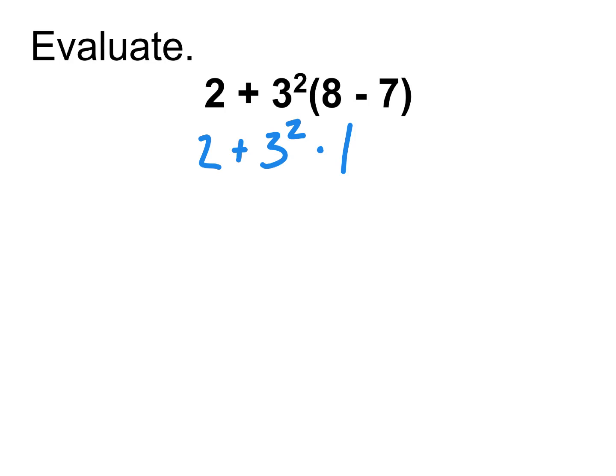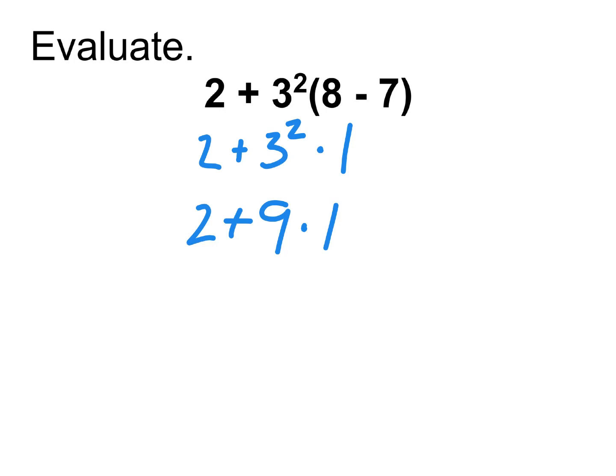Okay, so that's 1. Now, after the P comes E in PEMDAS. The E stands for exponent. So the next thing I do is I do the 3 squared. So that's going to be 2 plus 3 squared. Remember, that means 3 times 3. So 3 squared is 9. And that is still times 1.